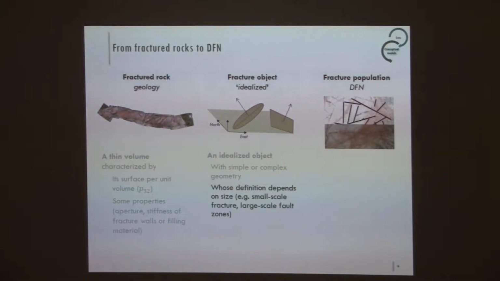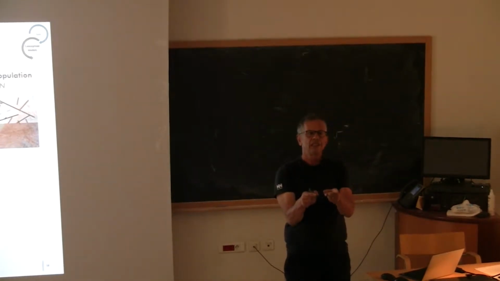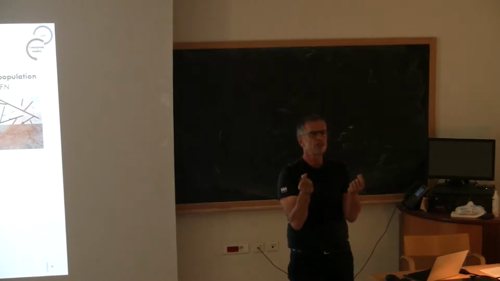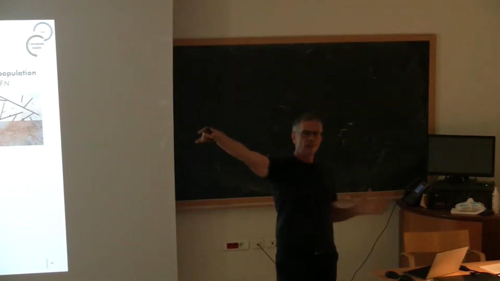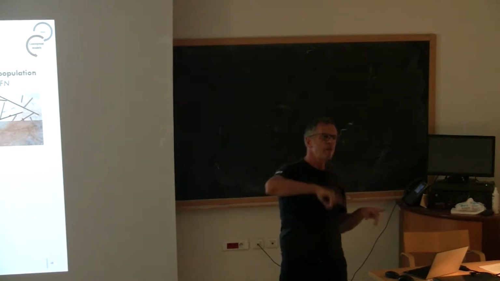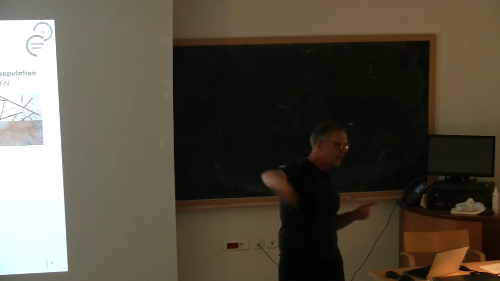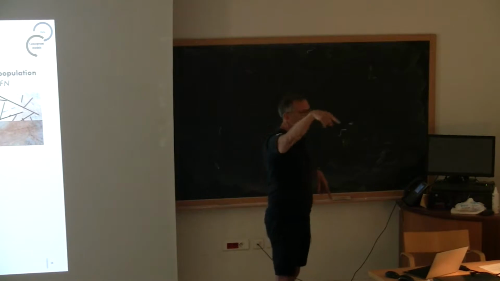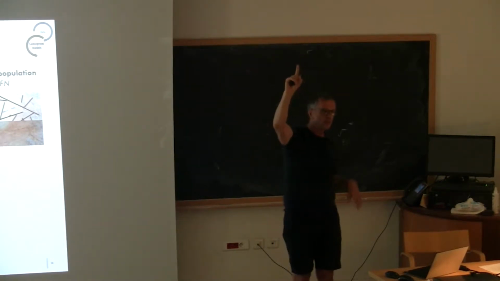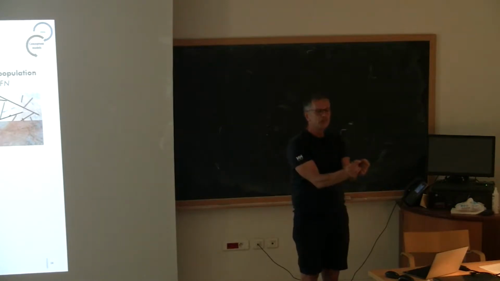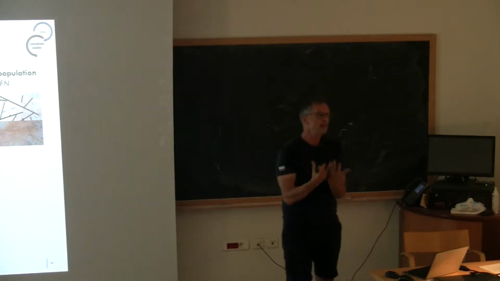So if you have a fracture map, for instance, at very small scale, on the coast, it's mostly joints that you measure. But if you take a satellite image, for instance, and you take the map of California, you will draw a line, and the line is the San Andreas Fault, which is, I don't remember, more than 300 kilometers. And of course, it's different as an object from a small fracture that you pick up. So the definition depends on the size.